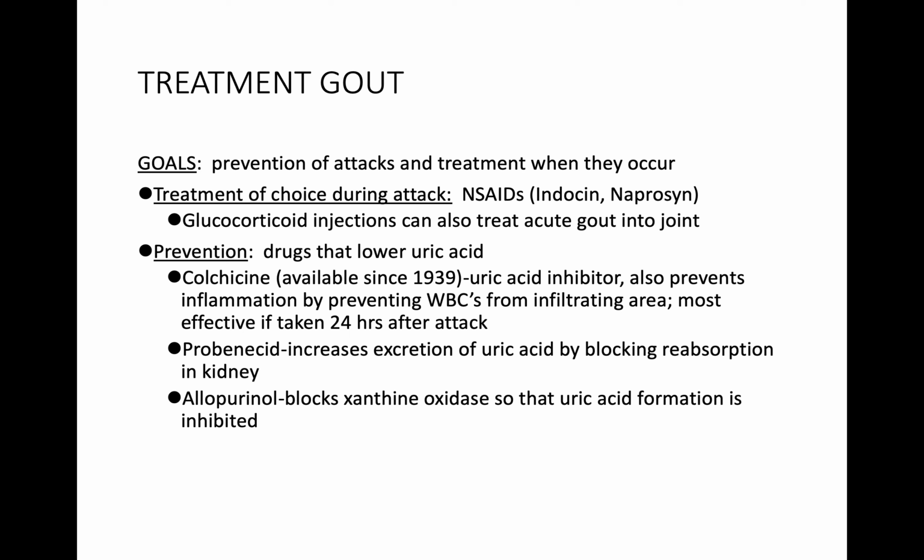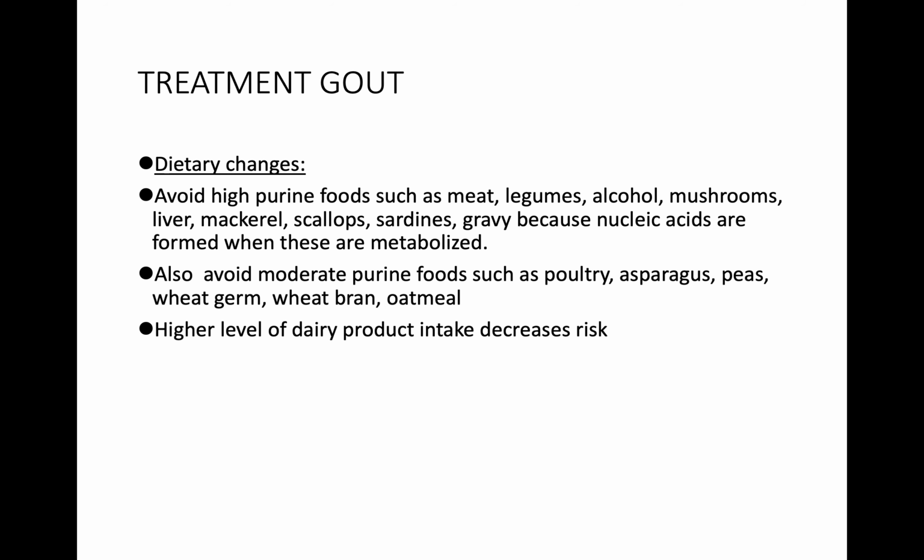Probenecid increases excretion of uric acid by blocking reabsorption in the kidney. And then allopurinol blocks the xanthine oxidase so that uric acid formation is slowed down. Another treatment for gout is dietary changes. We've got avoid high purine foods such as meats, and you can read the rest of it, but a lot of it is meat. And then also avoid moderate purine food. So the high purine has got meat, moderate has chicken.